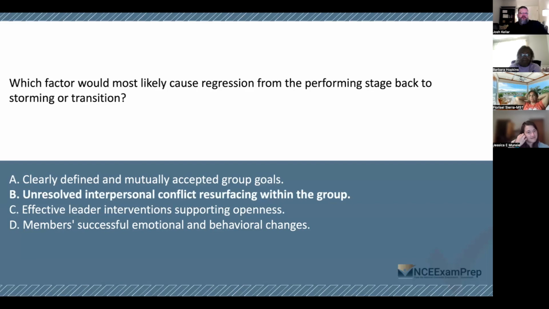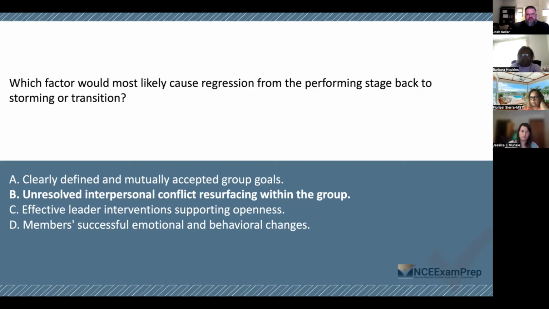If you didn't know what the performing stage or the storming stage or the transition stage was, how would you know which was the best answer? Yeah, resurfacing, unresolved. If we look at all four of these answers, is there one that doesn't seem to fit with the rest? Yeah, using process of elimination, Roberta. Yes. We can clearly see that A, C, and D all represent these positive factors that promote forward movement, whereas B is kind of this negative factor. It's going to cause regression rather than progression.